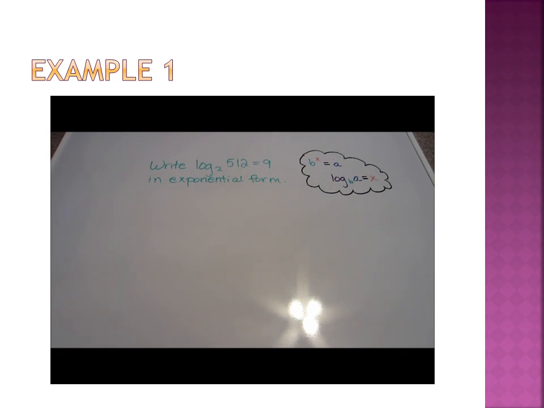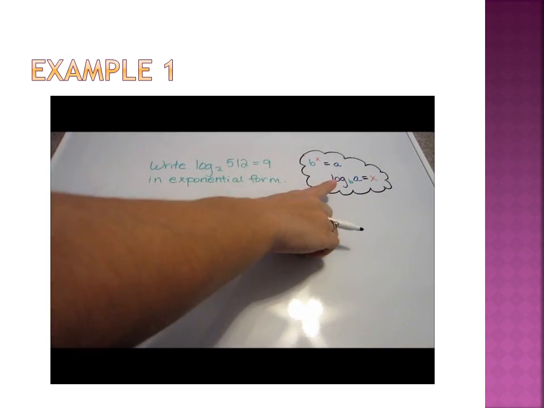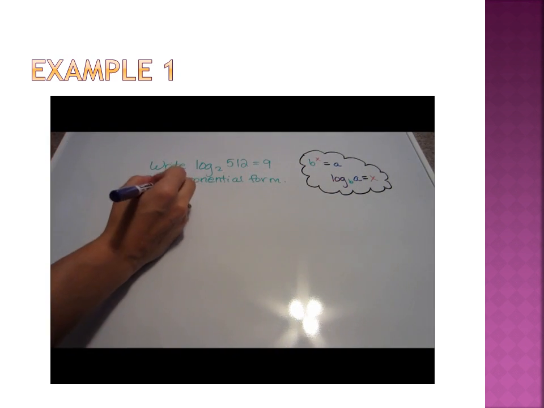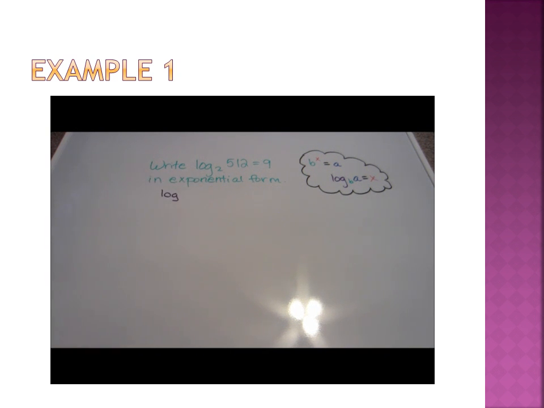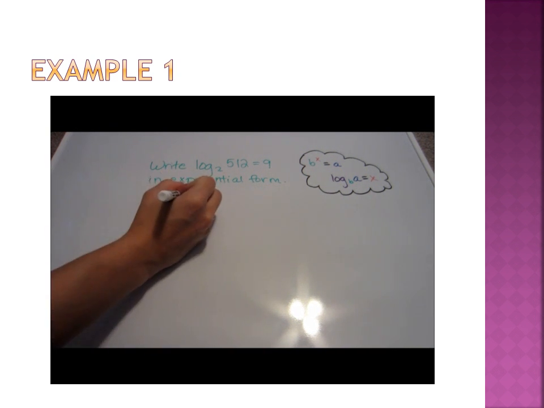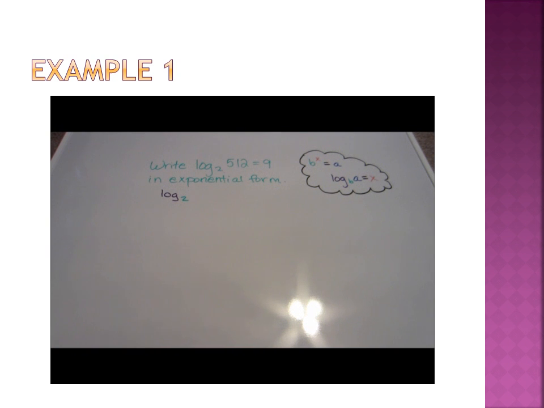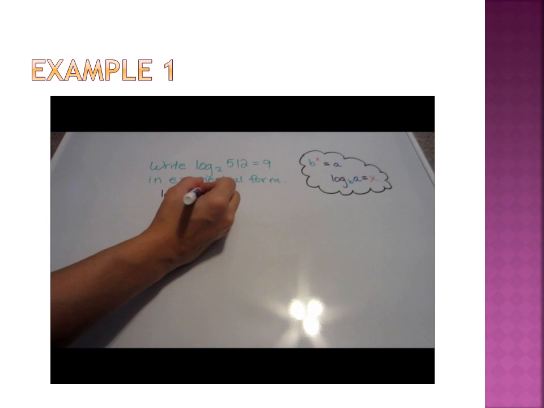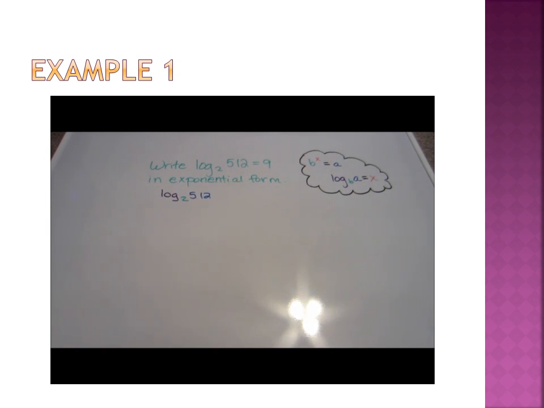Here we want to write log base 2 of 512 equals 9 in exponential form. You don't need to write them color-coded in your notes, but just for this example, I'm going to write them in these colors so that we can follow along more easily. So we have log base 2 of 512, and that's equal to 9, which we're going to make pink because that's our x.